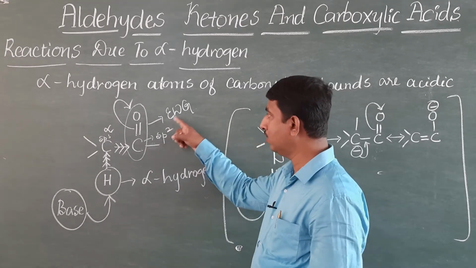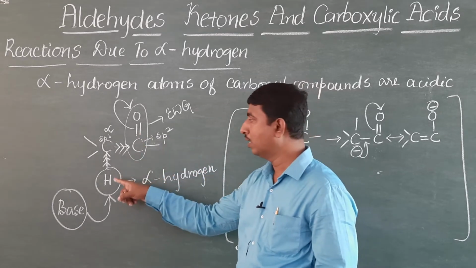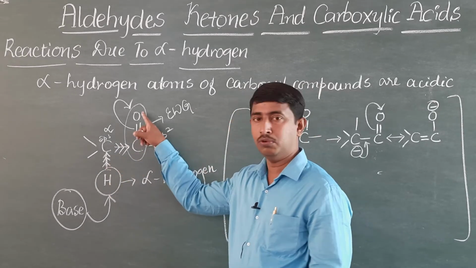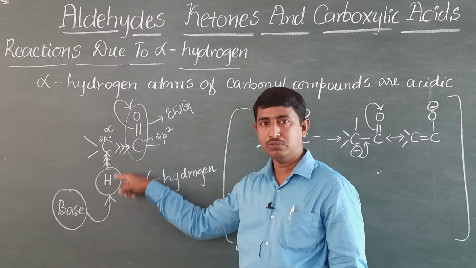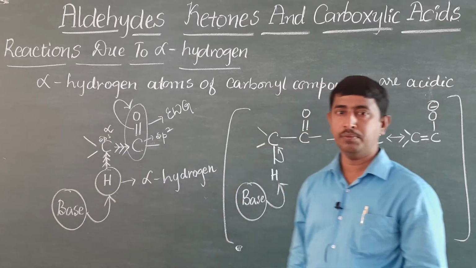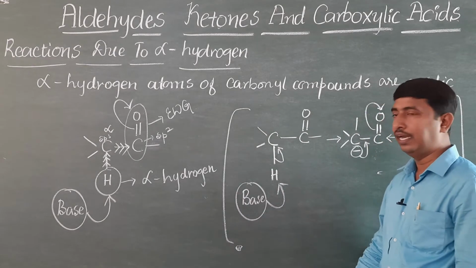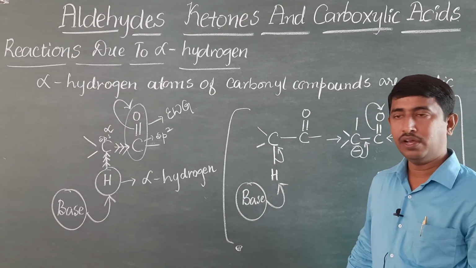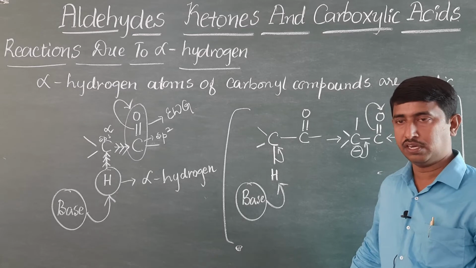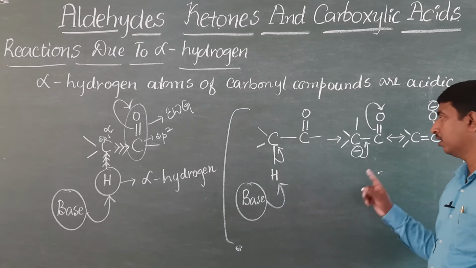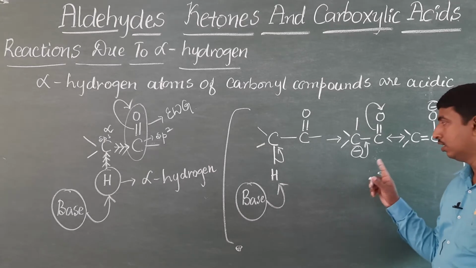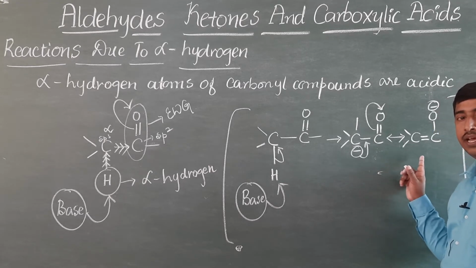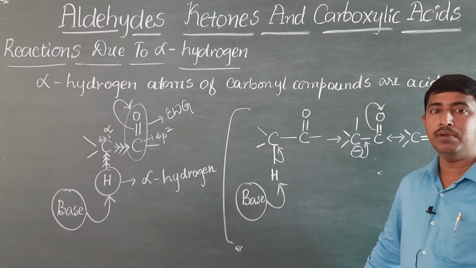So because of the electron withdrawing nature of the carbonyl group, electron density moves towards what? Moves towards oxygen. As a result, the carbon hydrogen bond becomes weaker, and removal of hydrogen becomes easier. So the first reason is the electron withdrawing nature of the carbonyl group. That is the first reason. Second reason, the anion formed after the abstraction of proton is stabilized by resonance.